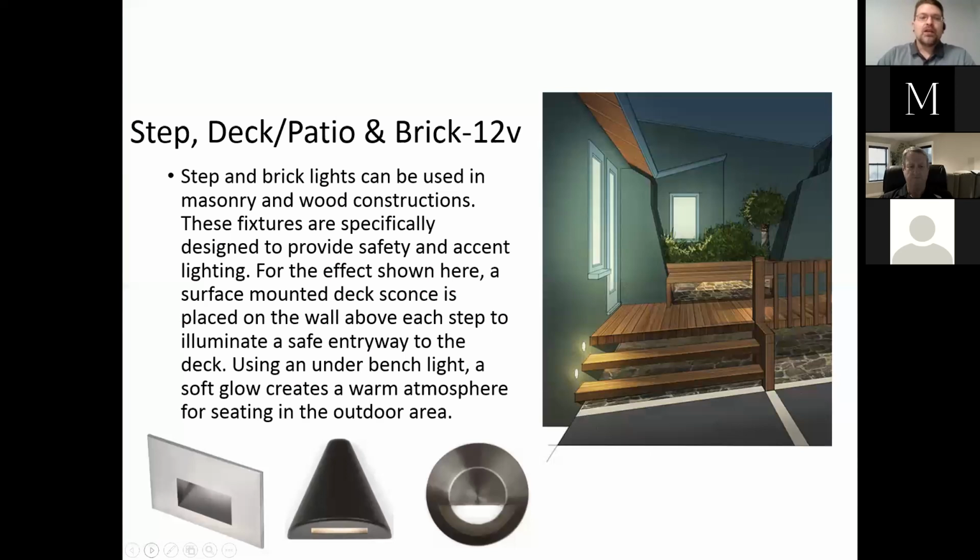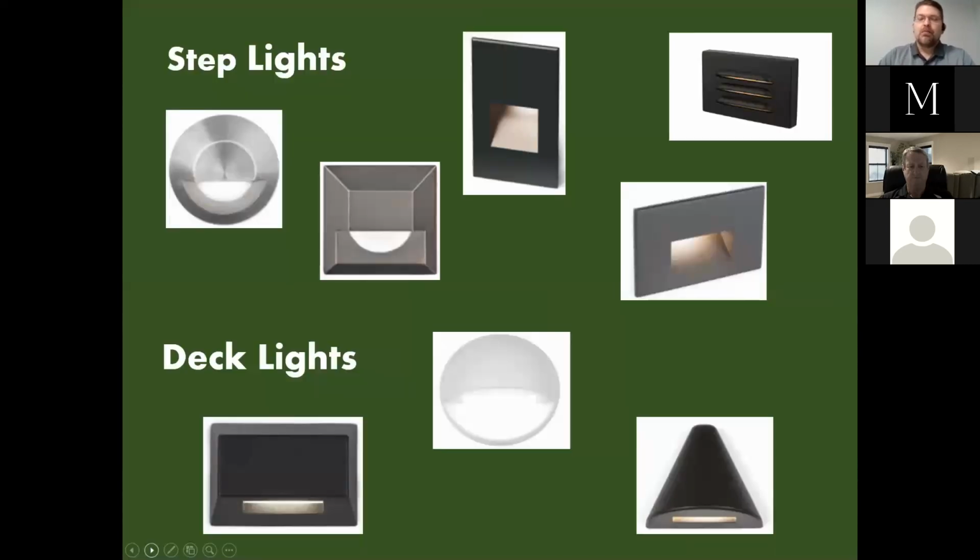Then we have step, deck, patio, brick lights. These are going to be a safety feature. This tells you where there's changes in grade. You can put them in walls, into masonry. You can put them on your steps, of course. You can use them uniquely, like underneath a built-in bench on your deck to actually create a glow underneath the bench. There's very unique things you can do with them. Use them inside, outside. Most are low voltage. Actually, everything on this page you see here is low voltage.